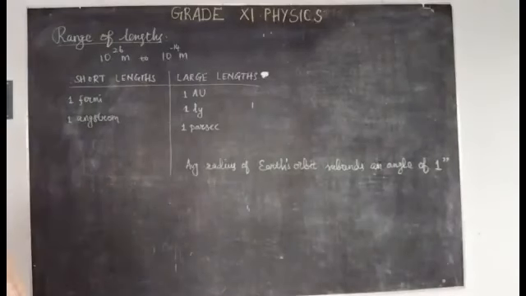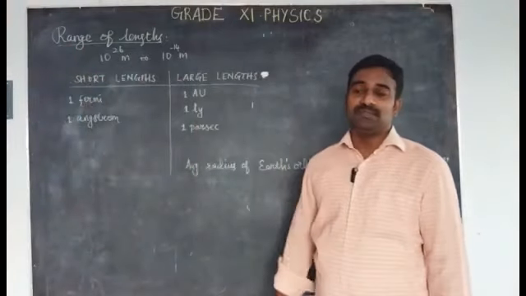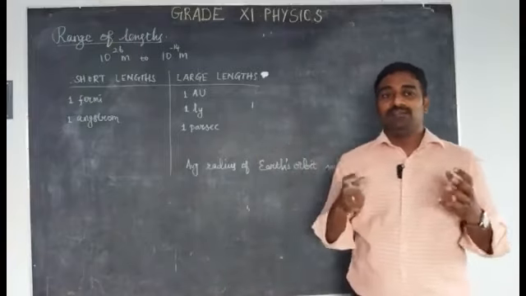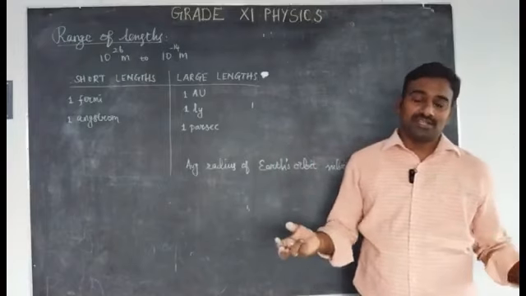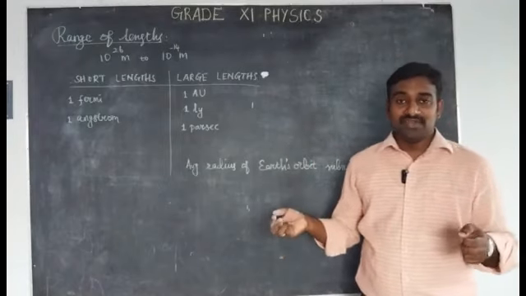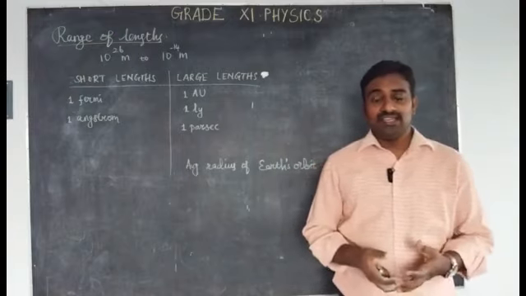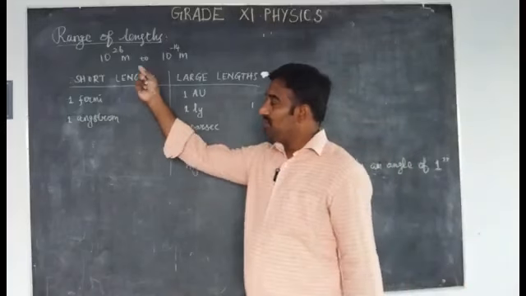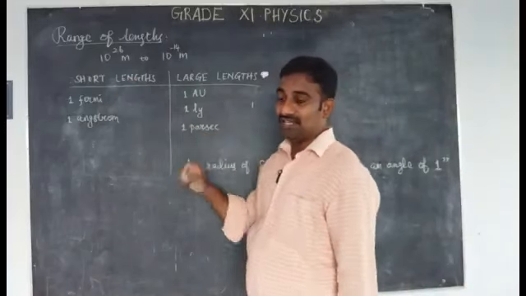Now we are going to check the range of some lengths. We know in the universe some things are unable to be covered by the eye, which are very large and larger, even extending across the universe. But some things are very small and not visible to our eye. So those smaller things are also there. So what are the shorter lengths? Similarly, what are the larger lengths?